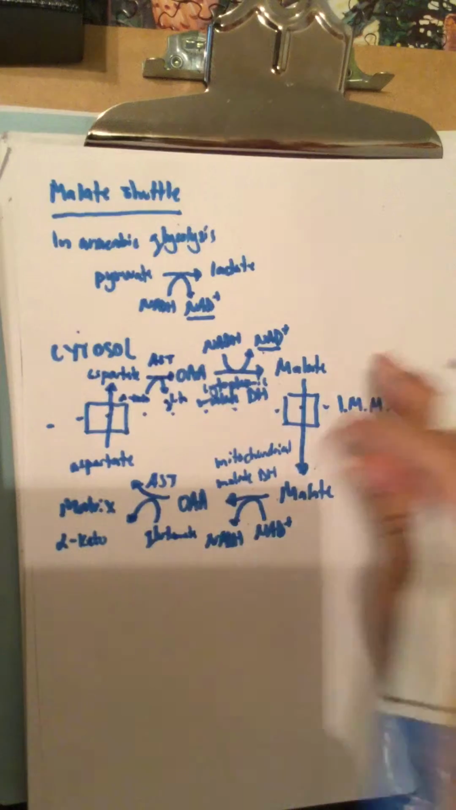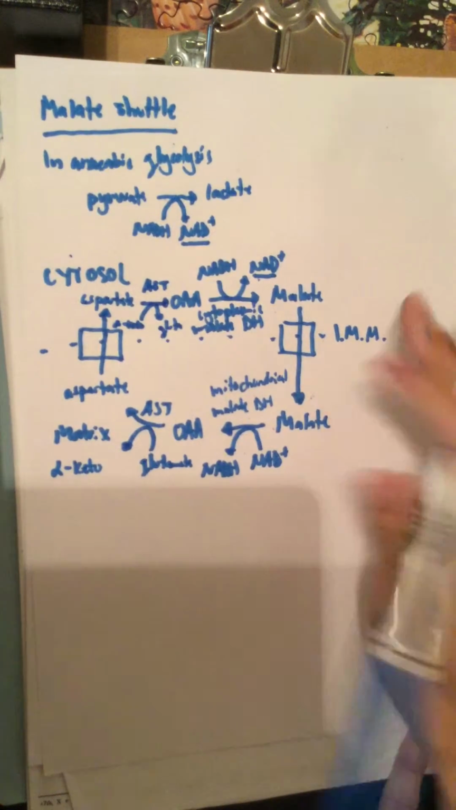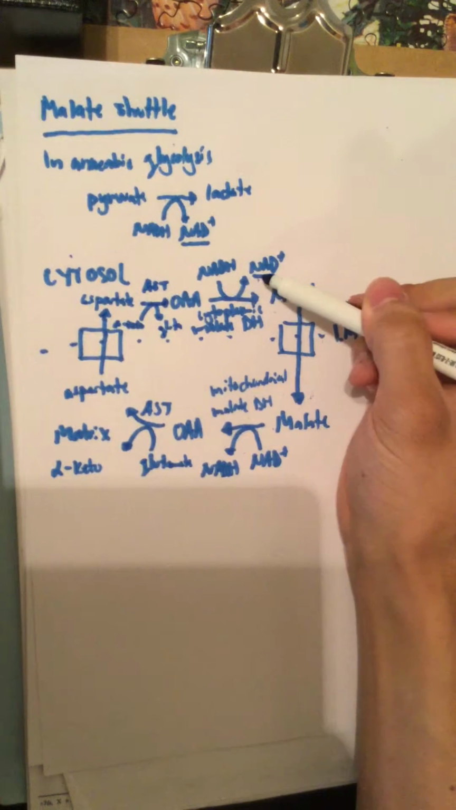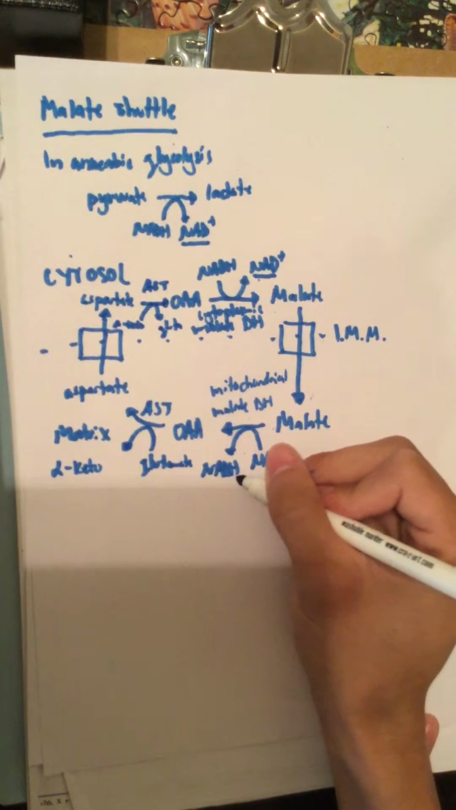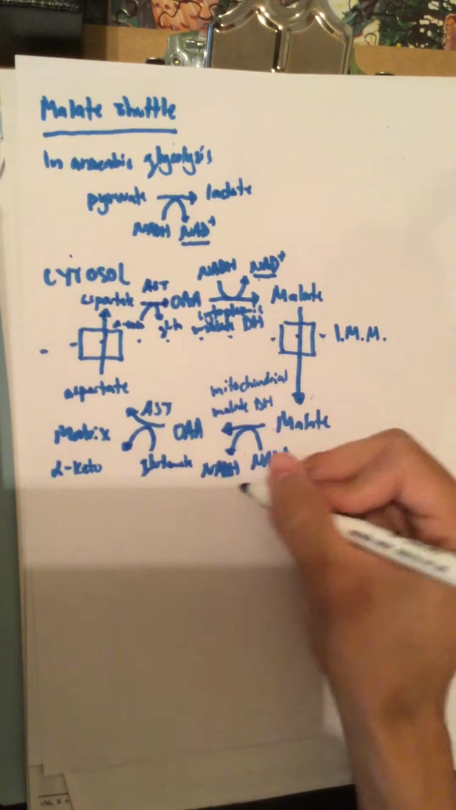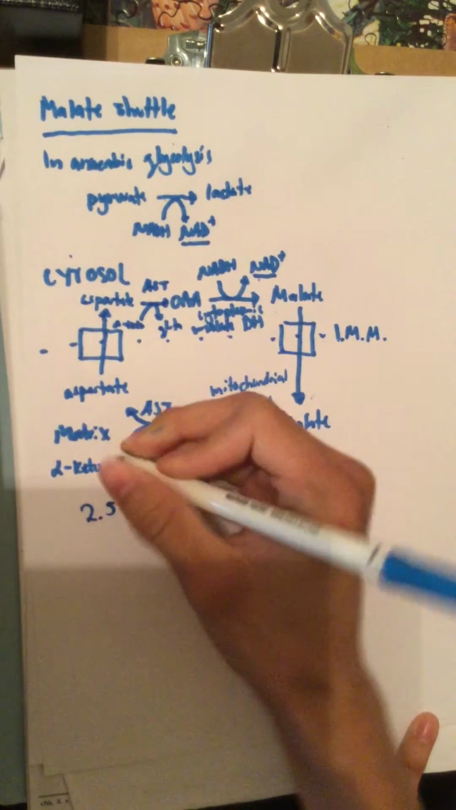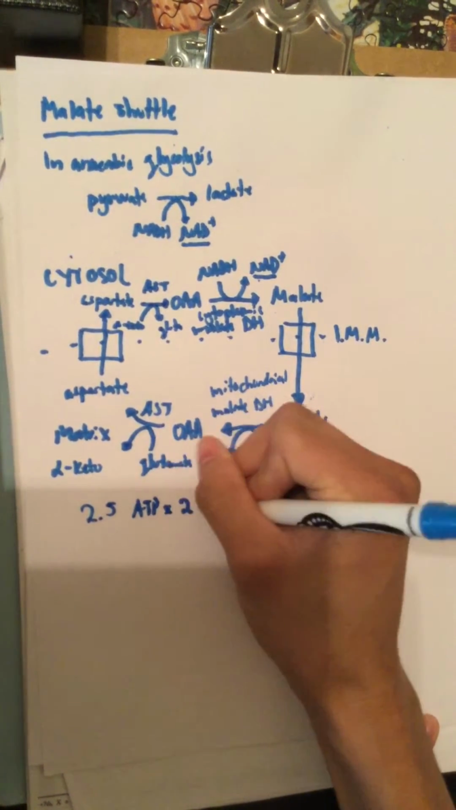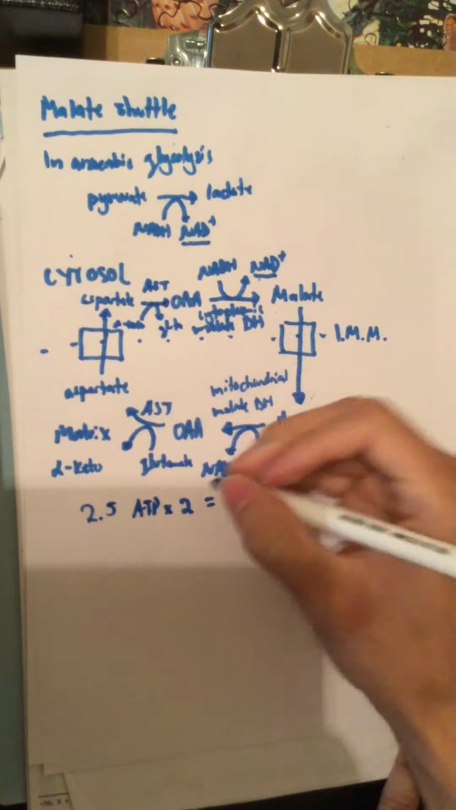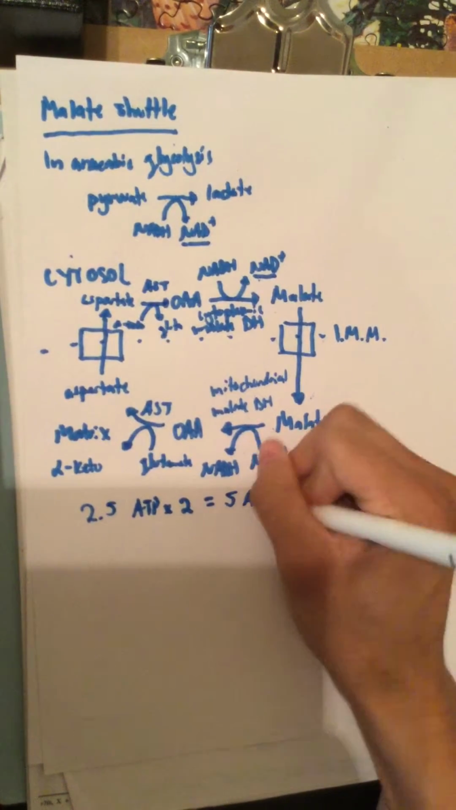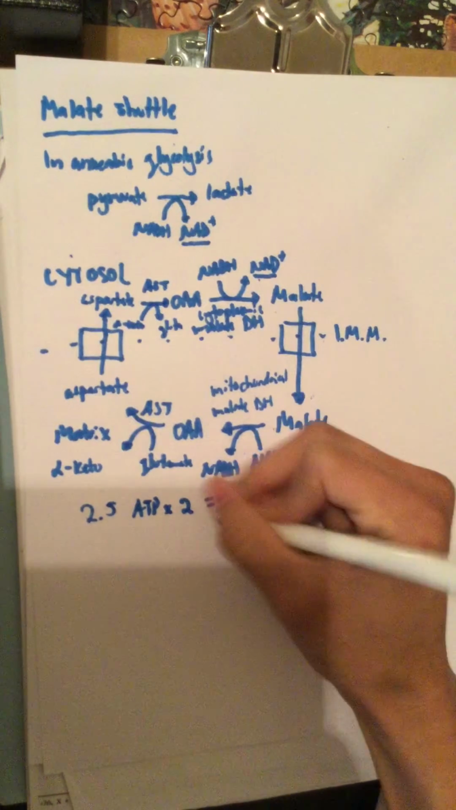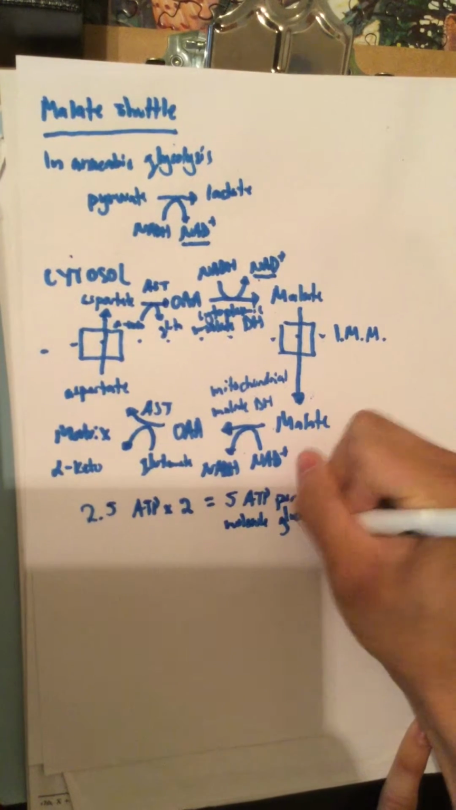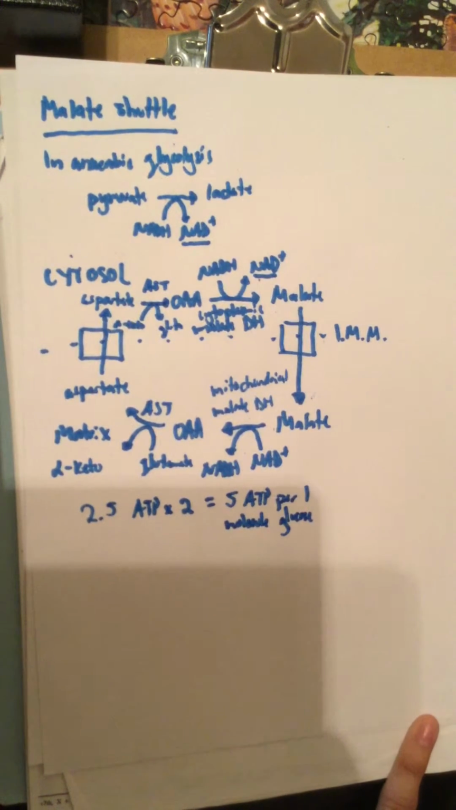Awesome. So let's talk about ATPs. So far, we're doing this 2 times every time glycolysis cycles through, and we're getting out 2 NADHs every time we go through this. So the ATP value of NADH is 2.5. We multiply that by 2 because we need to undergo this process twice, and we'll get 5 ATP per 1 molecule of glucose.